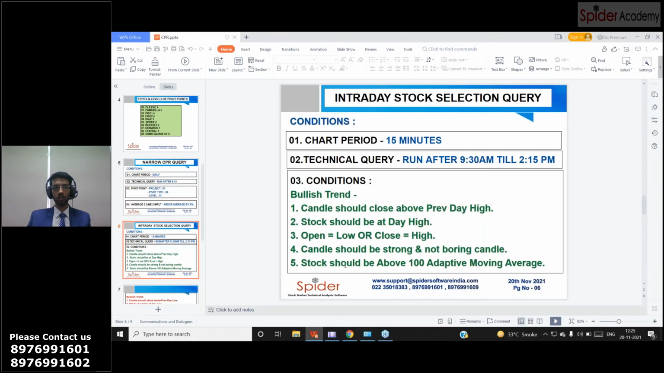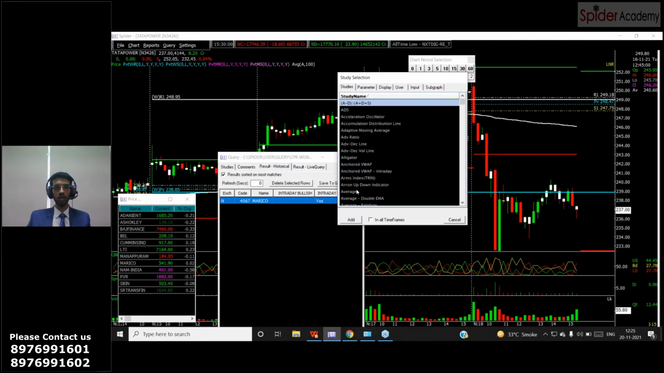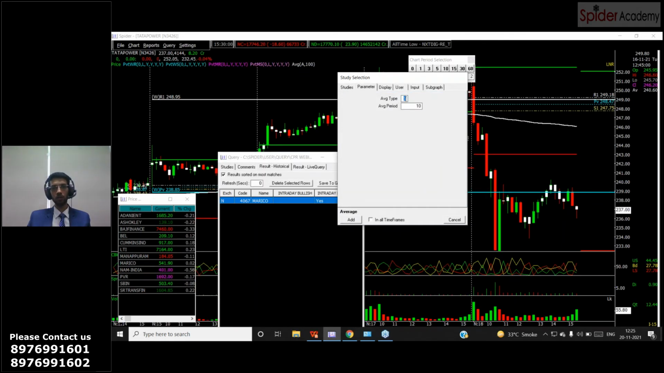And fifth condition is stock should be above 100-day adaptive moving average. So first, how to add this adaptive moving average? So when you right click on the chart or you can press S, you have to go to averages here. When you click on this averages, you have to click on the parameters and you have to choose the average type. So here you can use A for adaptive moving average, and here you can use average period as 100, and then you can select all time frame.